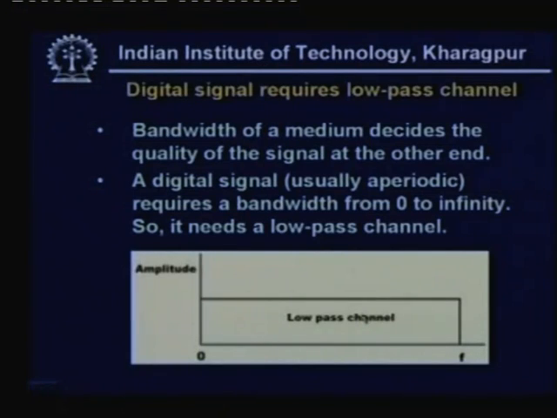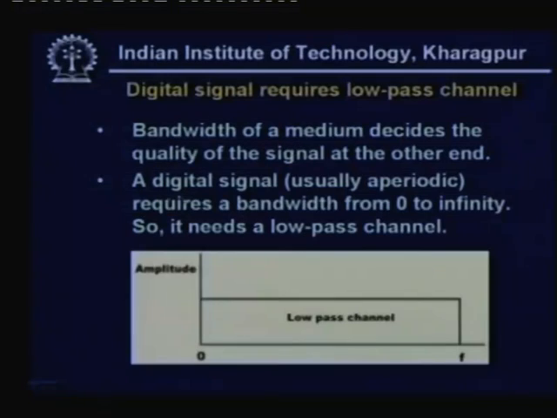And as we know, the frequency components of a digital signal vary from 0 to almost infinity. However, at higher frequencies, the signal levels are gradually lower and lower.